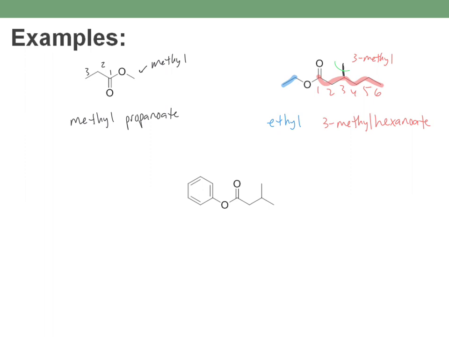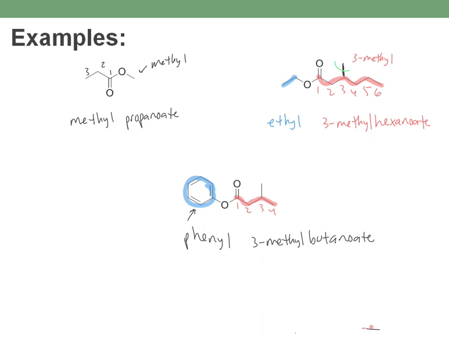I'll just do one more example. Here is my parent on that one. And then in this case, I've got a much larger group out here. So I've got a phenyl. And then I just name it accordingly. Let me go ahead and number this: carbons 1, 2, 3, and 4. So if I was to name this whole thing, this would be phenyl, because that's what this is, and then 3-methyl butanoate is how we would name this. So phenyl 3-methyl butanoate.